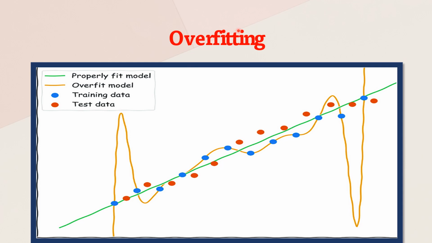Then comes overfitting. Overfitting is a problem that can occur when developing machine learning models, and it is crucial to understand this concept from the business application perspective. Normally, overfitting occurs when the model is too complex and memorizes the training data instead of learning the underlying pattern. As a result, the model performs well on the training data but performs poorly on new unseen data.